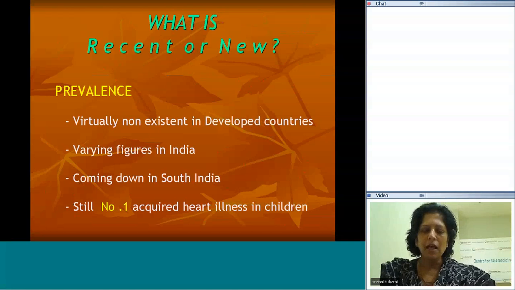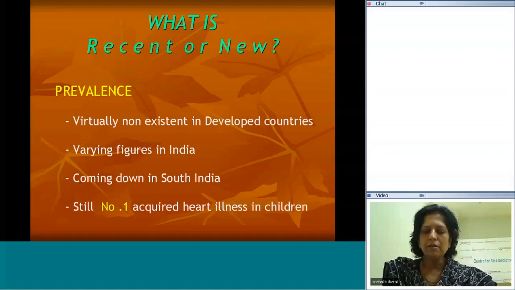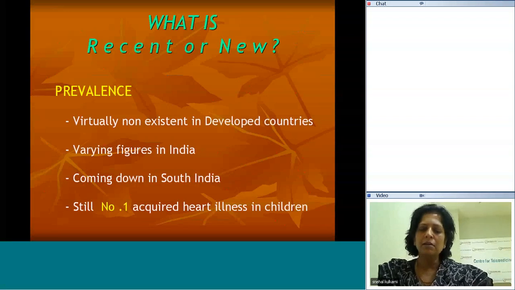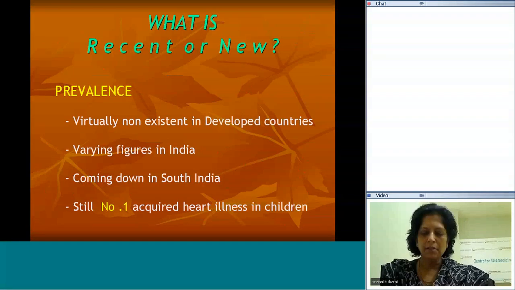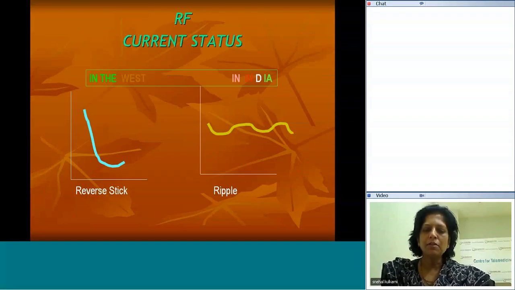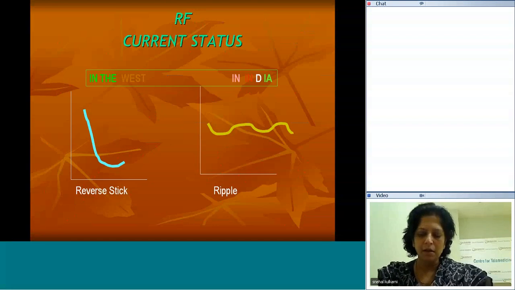As far as the prevalence is concerned, it's virtually not existing in the developed countries. There are varying figures in India in different states, mainly because our socio-economic, educational and health status in different states is quite different. We see it significantly coming down in the southern part of India, but it is still quite common in the northern part, and still the number one acquired heart disease in children. In the West, it has become a hockey stick, because it has come down and remained at that level. In India it's different; it's waxing and waning, coming up and down.